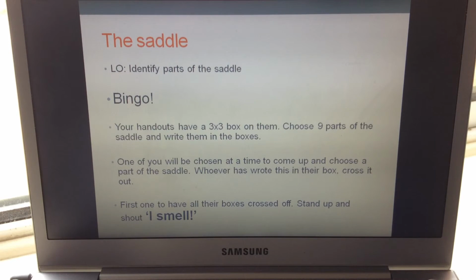At the bottom of this slide, you can see that I've put for the first one to have all the boxes crossed off to stand up and shout "I smell." I chose to include this instead of the students saying bingo, as I felt this would spark a bit of interest, increase the motivation and make the task a little bit more fun. In the end, this turned out quite well, as when the students did shout "I smell," there was quite a lot of laughter within the group, which helped to break down any confidence issues that some students had. I felt it was really beneficial.